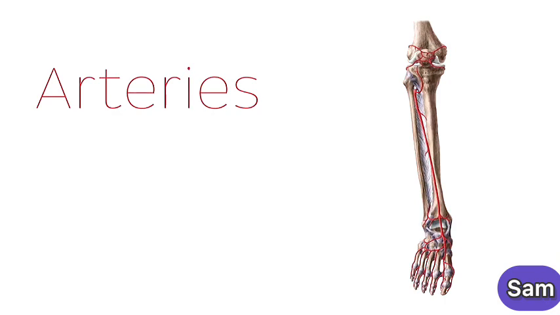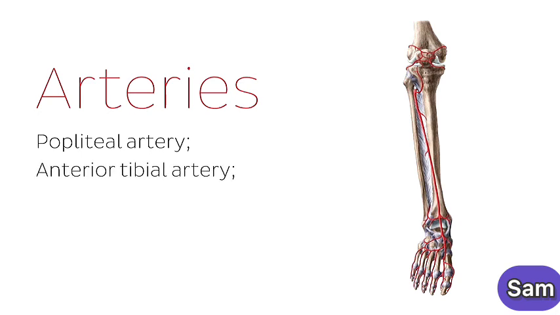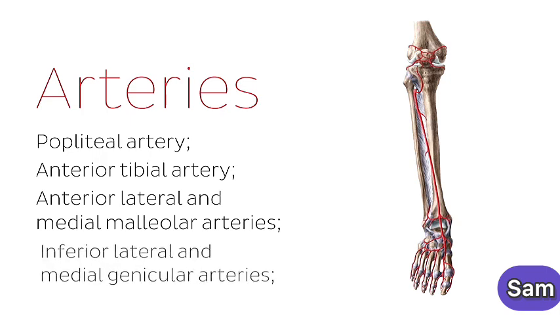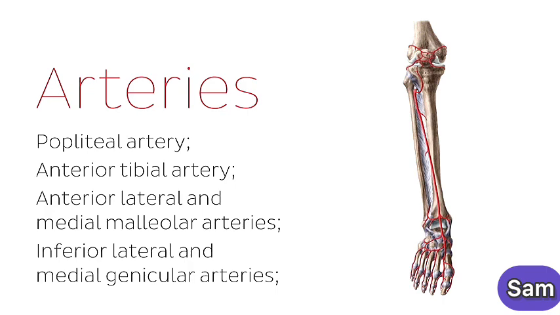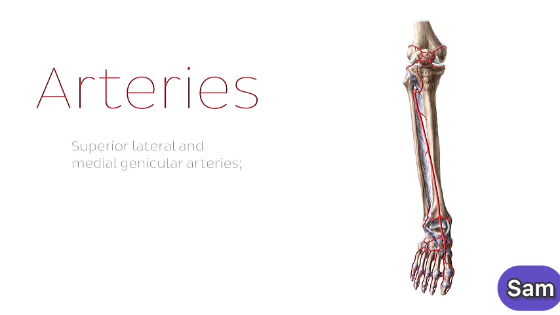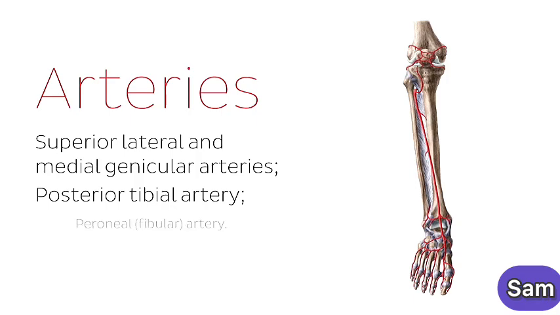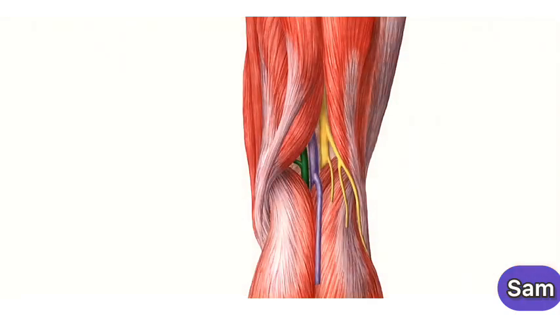We're going to start off with the different arteries that we find on the lower leg, and we're going to list them. The ones that we're going to be including in this tutorial are the popliteal artery, the anterior tibial, the anterior lateral and medial malleolar arteries, the inferior lateral and medial genicular arteries, and also the superior lateral and medial genicular arteries, the posterior tibial artery, and one that can either be called the peroneal artery or the fibular artery. We're now ready to move on to the very first one on that list.